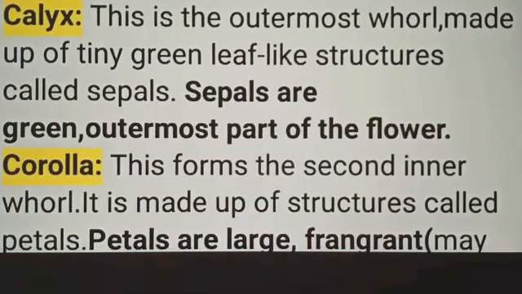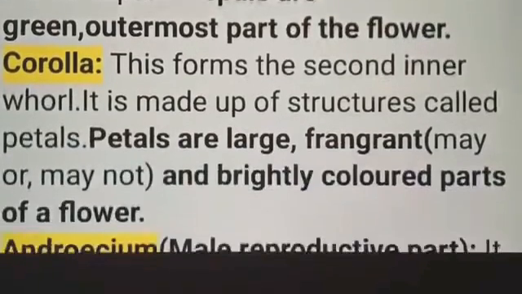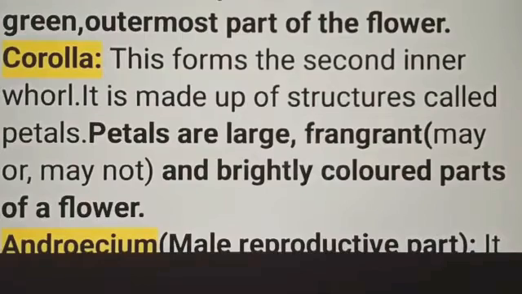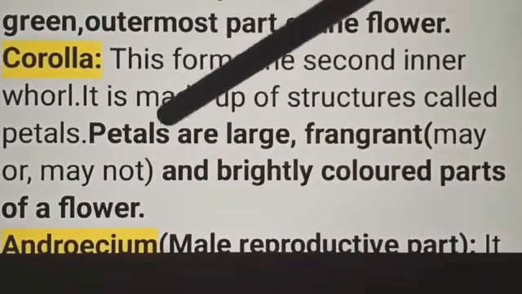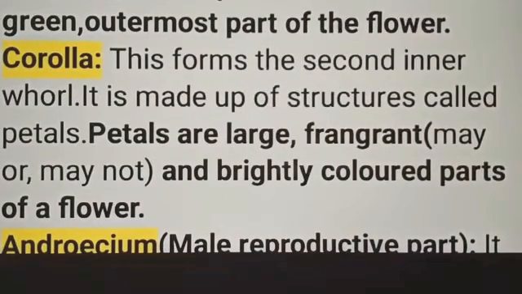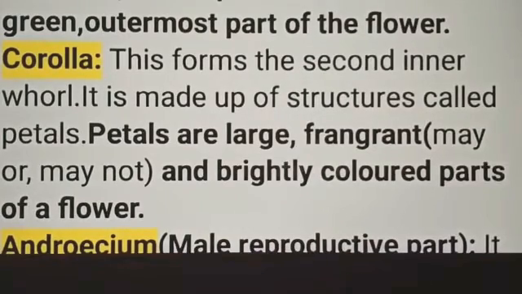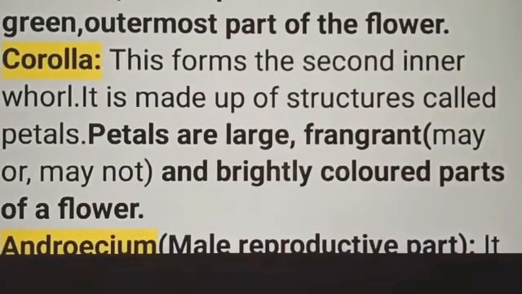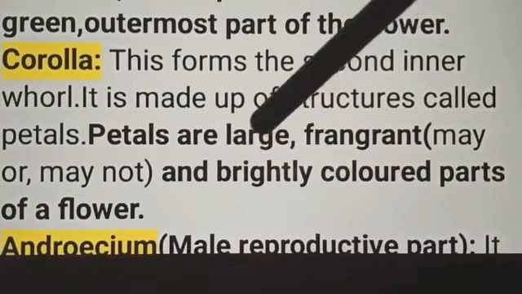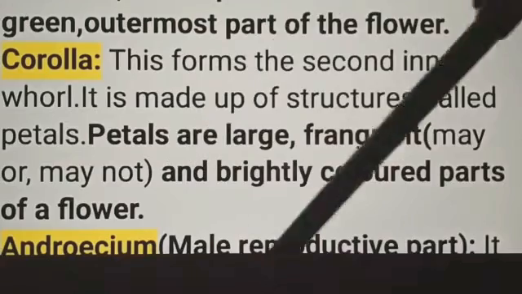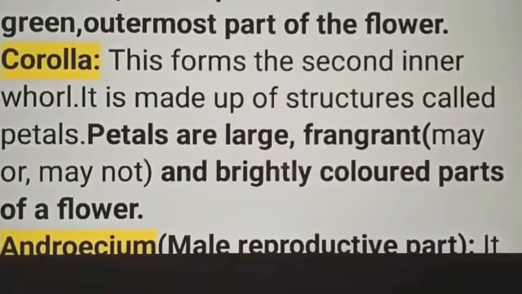So it's clear. And the next one is the corolla, and the corolla consists of many brightly colored structures which are known as petals. Petals are large, fragrant, may or may not be, because you will learn that after pollination, when we talk about it, that sometimes they have fragrance and sometimes not, and brightly colored parts. Why? To attract the insects for pollination, for fertilization, for reproduction.